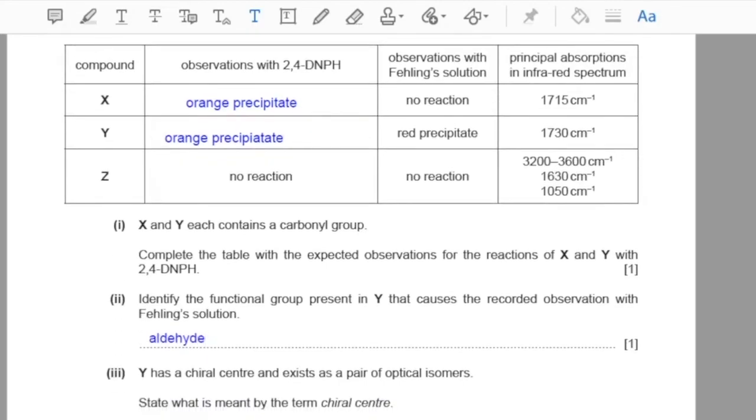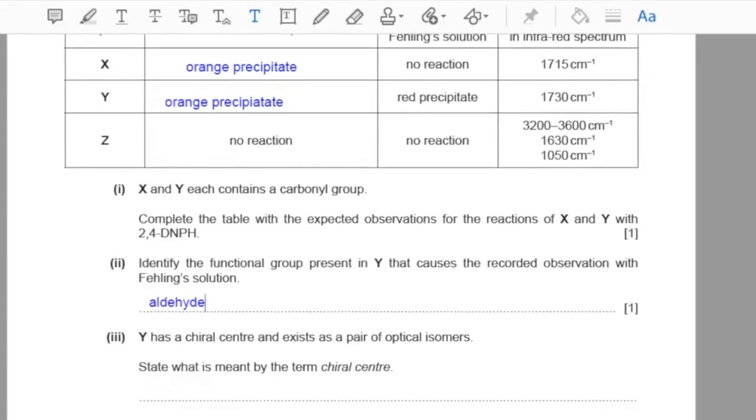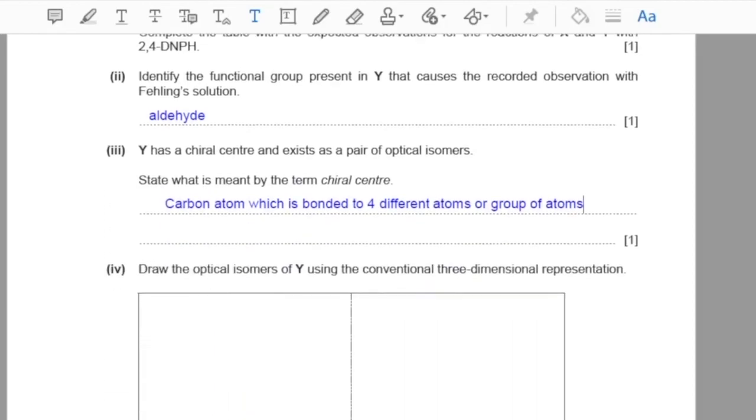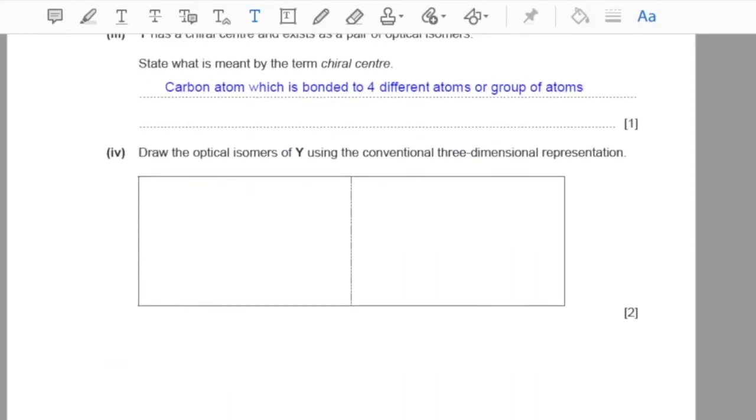Part 3, Y has a chiral center and exists as a pair of optical isomers. State what is meant by the chiral center. This is the center carbon atom, which is bonded to 4 different atoms or groups of atoms, but they need to be different. They all need to be different. Part 4, draw the optical isomers of Y using the conventional 3-dimensional representation.